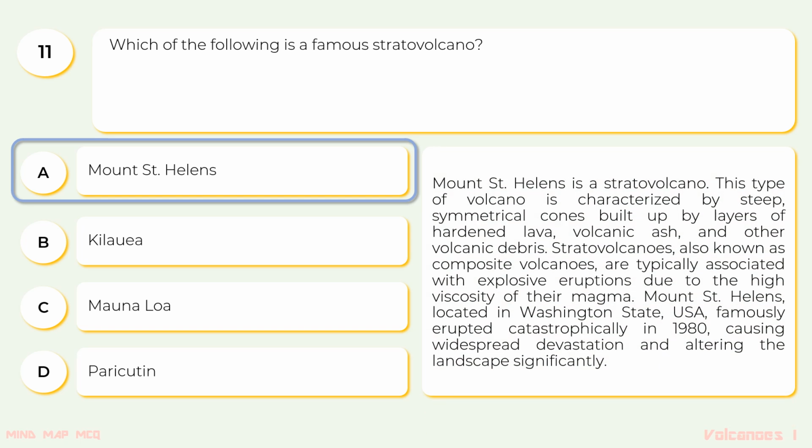This type of volcano is characterized by steep symmetrical cones built up by layers of hardened lava, volcanic ash and other volcanic debris. Stratovolcanoes, also known as composite volcanoes, are typically associated with explosive eruptions due to the high viscosity of their magma. Mount St. Helens, located in Washington State, USA, famously erupted catastrophically in 1980, causing widespread devastation and altering the landscape significantly.